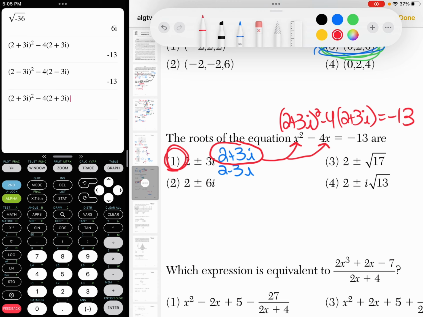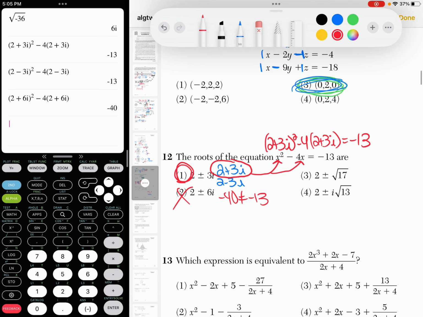If I wanted to try choice 2, it is 2 plus 6i. So I'm going to change this to a 6 and a 6. And I got -40. -40 does not equal -13. This is an awesome check. So that one, wrong. Goodbye. You can do the same thing with the other 2 examples as well. Just plug them in for x, see if they work. Of course, it's choice 1 because we already figured that out.